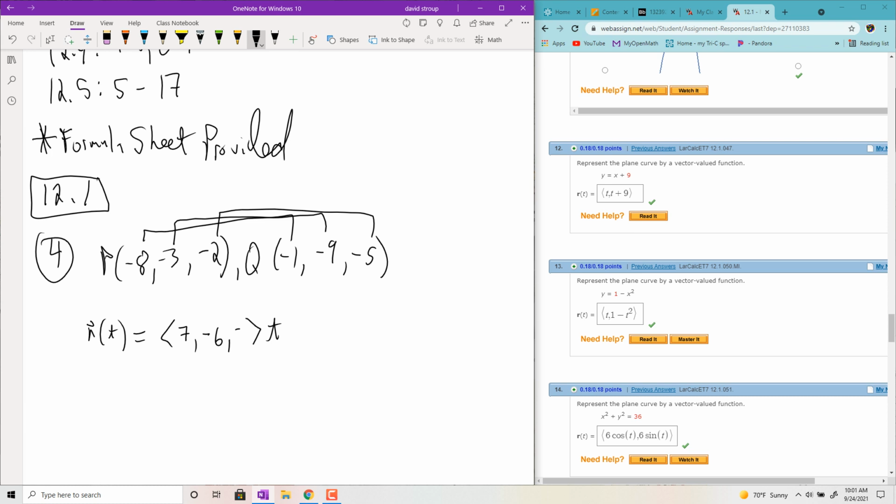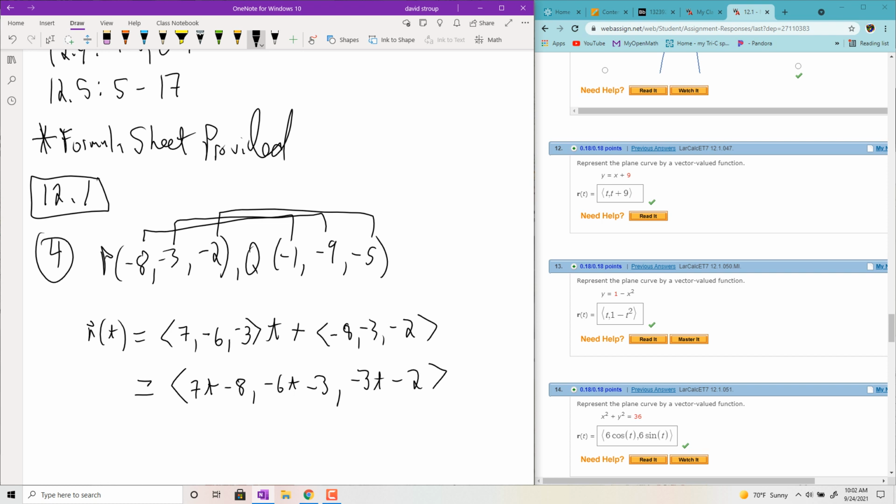I'm looking at my work here, and it looks like I made a mistake, but this is correct. So -5 minus -2 is -3. And then you go plus, and then put the starting point, a vector pointing at the starting position, which is -8, -3, -2. So that is the vector valued function. If you'd rather, you can write it as one vector: 7t - 8, -6t - 3, -3t - 2. Okay, so there's your vector valued equation for the line segment.